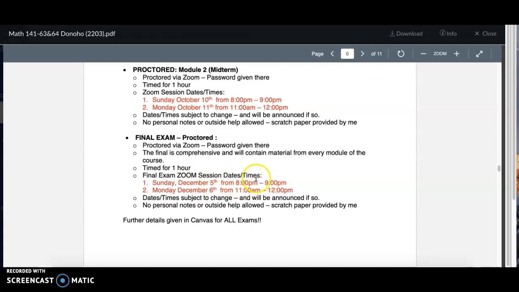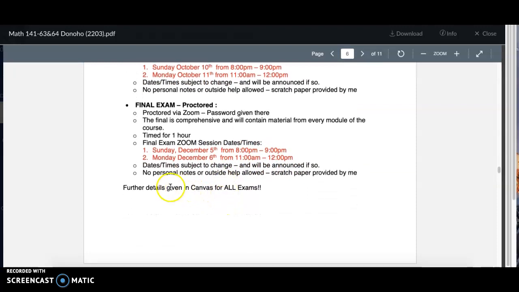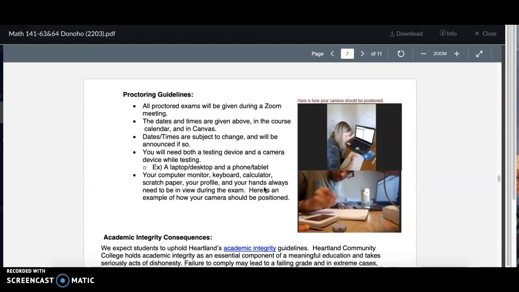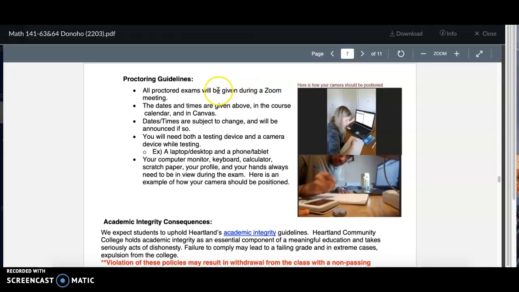And those dates and times are very similar. There's a Sunday evening from 8 to 9 and a Monday during the day from 11 to 12. So hopefully, even maybe on Mondays, some of you can work that into your lunch hour if that's necessary. All the same rules. And there are a lot more details given inside Canvas for each exam. When you're taking a proctored exam, you're going to be taking it during my Zoom session. I've already given you the dates and times. I do not expect those to change unless something really crazy happens.